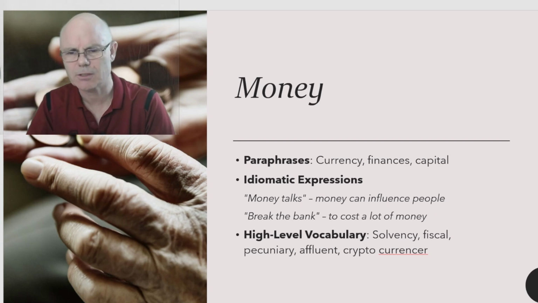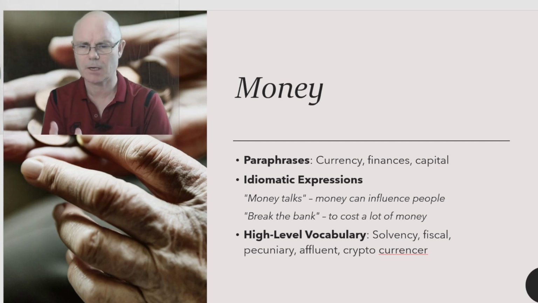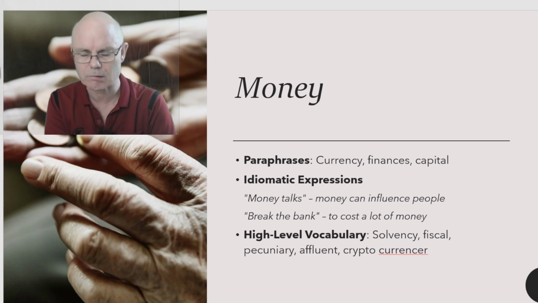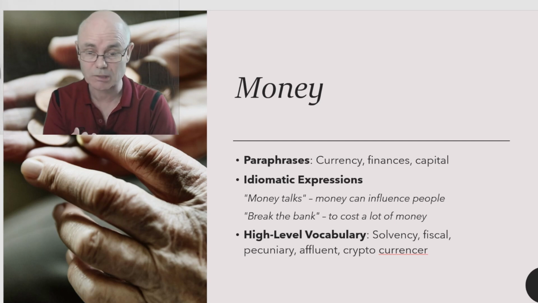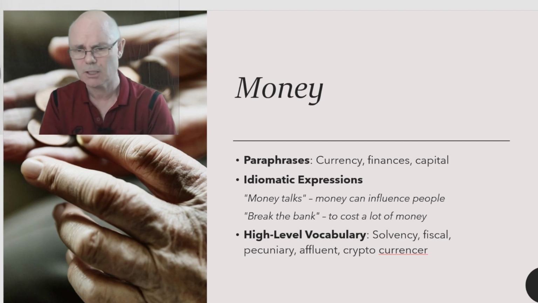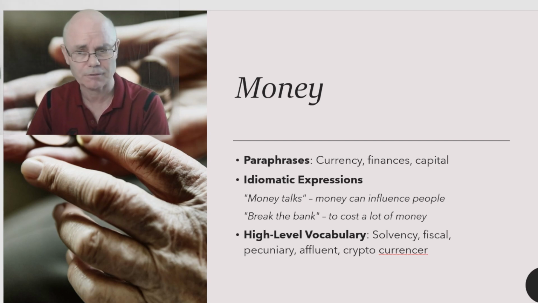Money, everybody likes this, right? So we've got currency, so the dollars, like American dollars, that's a currency. Renminbi, that's a currency. Vietnamese dong, that's a currency. Finances, when we talk about our finances, we're talking about our money. If our finances are in good shape, that means we have money. If our finances are in bad shape, that means we don't have a lot. Maybe we don't have enough money.